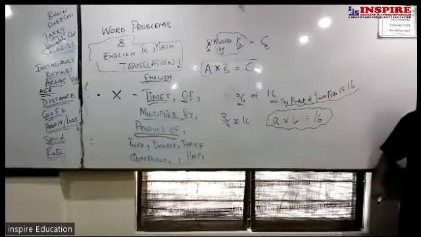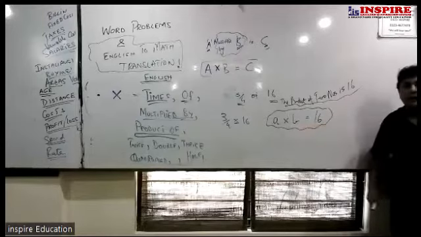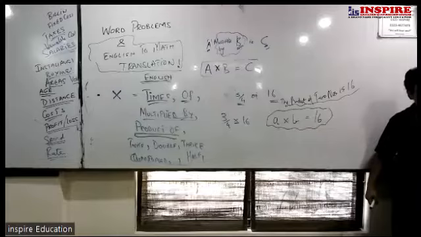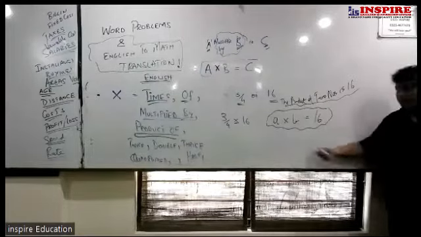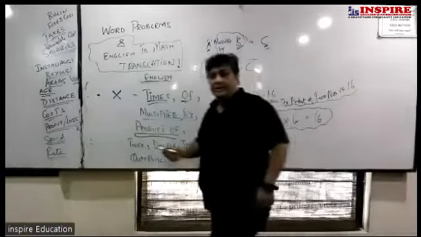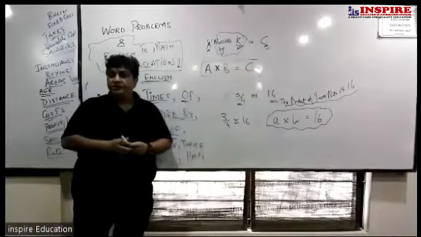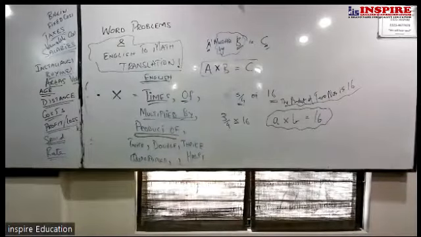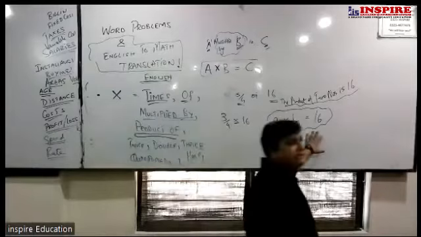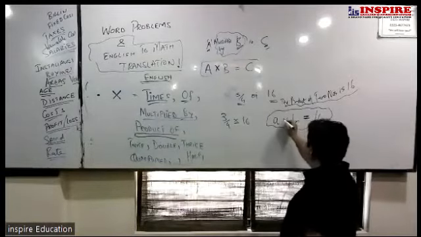Product means? The product means multiply. Is that clear? 100%? Shake your head if you're with me. If you're lost, tell me, sir, I don't get it, and then I'll come down to your level. No problem. The product of two numbers is 16. A multiplied by B is 16. Is that clear? Okay.